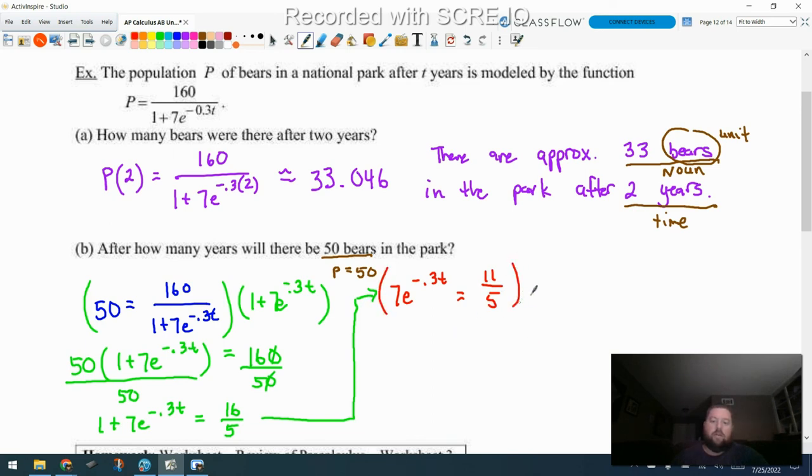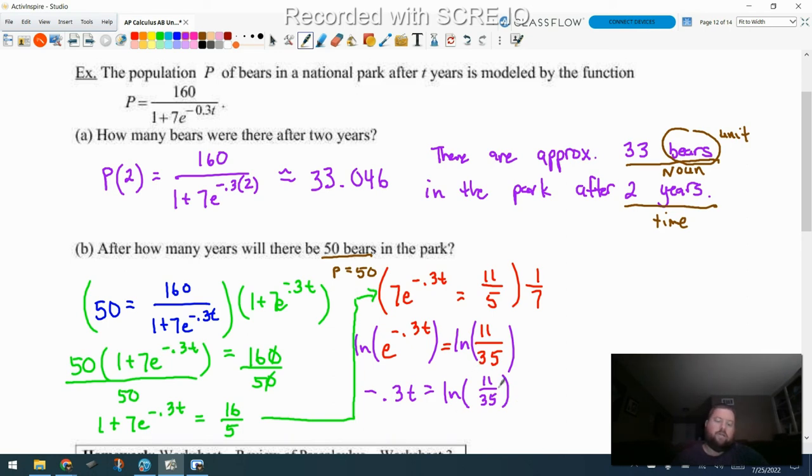All right, I'm going to multiply everything by 1/7. That's going to cancel out that 7. e to the negative 0.3t is equal to 11 over 35. Now we're going to take a natural log on both sides to get rid of my e. So I get negative 0.3t is equal to natural log of 11 over 35.